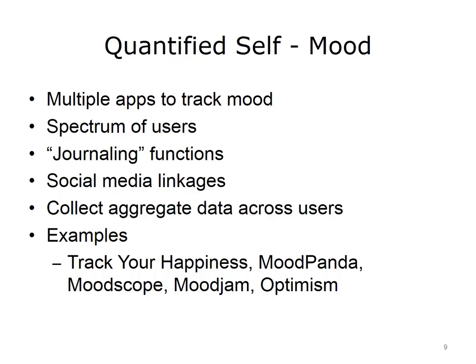For example, Mood Panda allows for sharing of virtual hugs. Some apps seek to pool user data to glean insights into factors associated with happiness, with the goal of improving this outcome in the general population. There are many of these apps available. Some examples include Track Your Happiness, Mood Panda, Mood Scope, Mood Jam, and Optimism, among others.